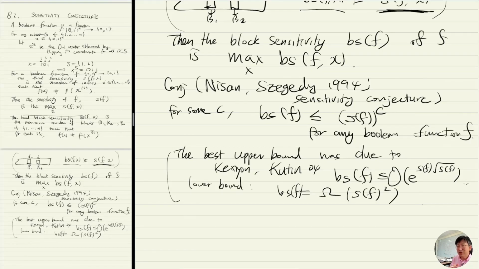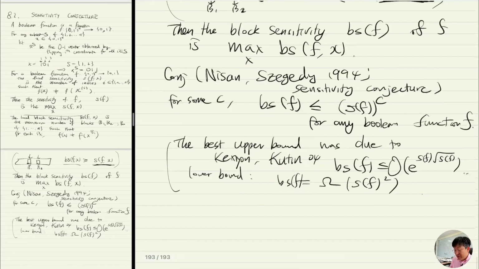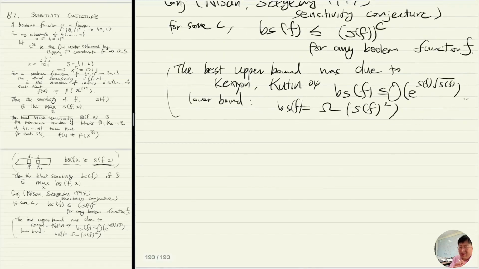And then in 2019, Huang came up with a really short and elegant proof by using the interlace theorem. But of course, before that, there was a whole previous research reducing this sensitivity conjecture to a problem on graph theory. So let me explain the reductions. I'm not going to show you the proof. I don't even know the proof.